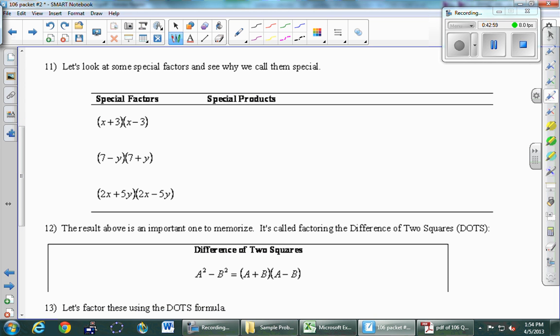Okay, so a few special factors. So we're just going to FOIL these guys together. We've been foiling for a while. x plus 3, x minus 3. Can you guys FOIL those together? FOIL or lobster claw? Good.